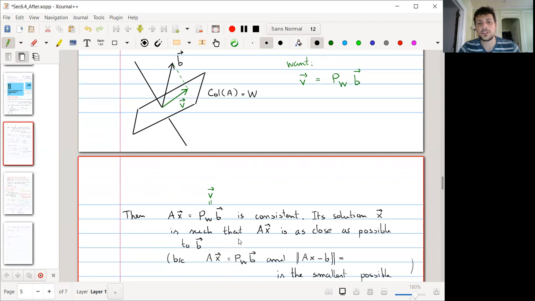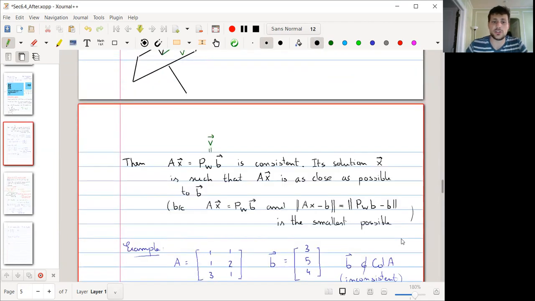And the reason why we're interested in that is that AX will not be equal to B, but it will be close to it, because AX will be PW of B. And so the distance between AX and B will be the same as the distance between PW of B and B, which is the smallest because of the properties of the projections.